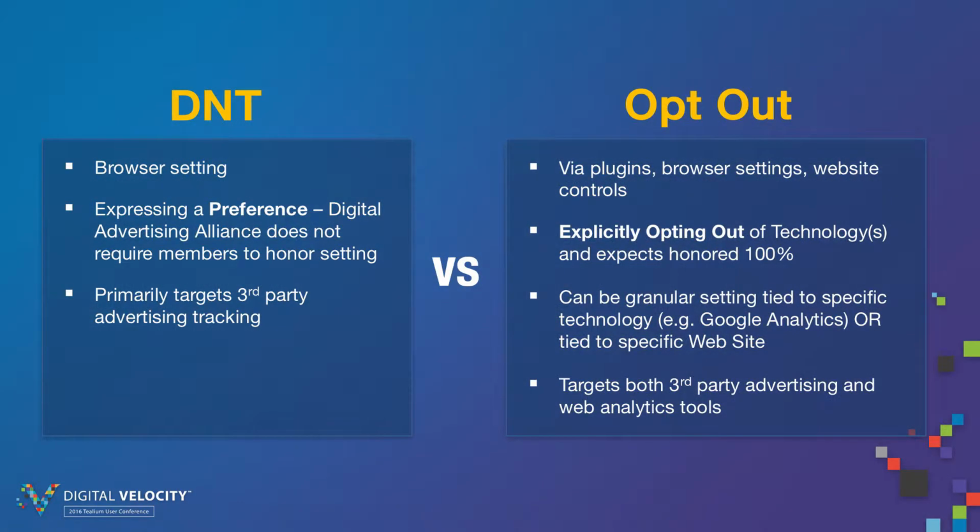When we compare Do Not Track to, say, Opt Out, there are some big differences here. As I mentioned earlier, Do Not Track is when the user is expressing a preference. The preference is that you don't track them whenever possible, basically. In comparison to Opt Out, users are explicitly opting out of a specific technology, and they expect that to be honored 100% when they opt out.